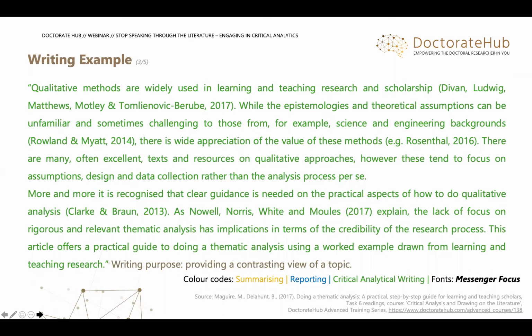Like, for example, here, qualitative methods are widely used in learning and teaching research and scholarship, while the epistemologies and theoretical assumptions can be unfamiliar and sometimes challenging to those from, for example, science and engineering backgrounds. There's wide appreciation of the value of these methods. So you see, you compare different literature sources and you build up an argument. And this is still not very critical analytical writing, but already fairly building up and something you can expect to see emerging over time.